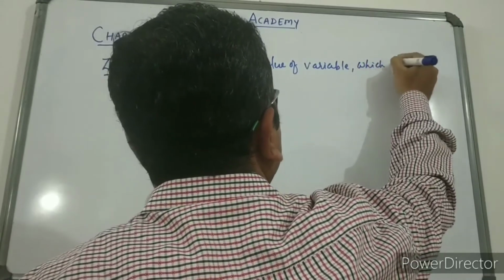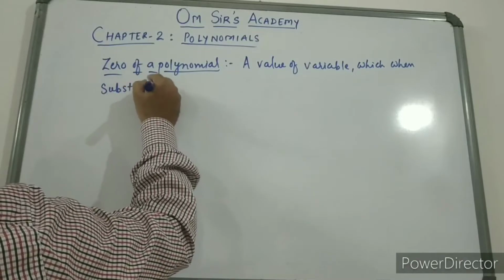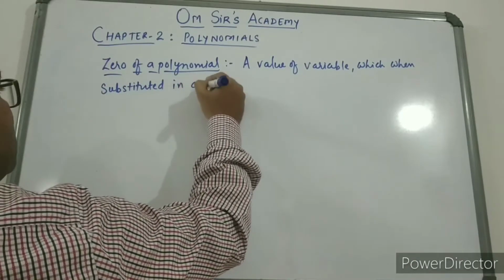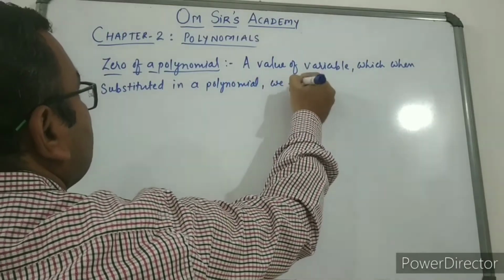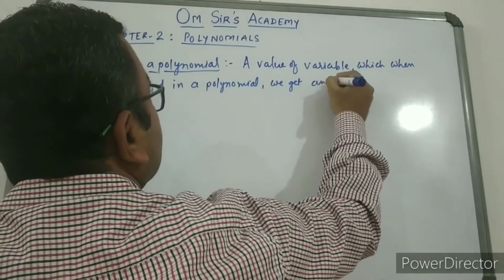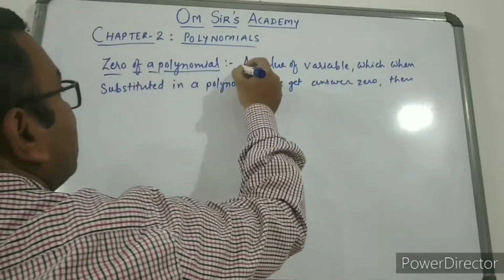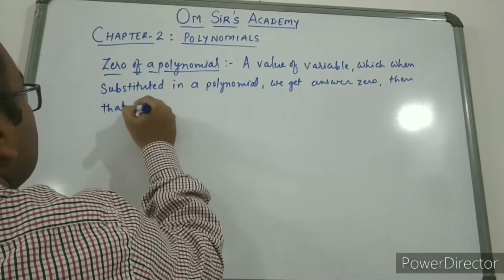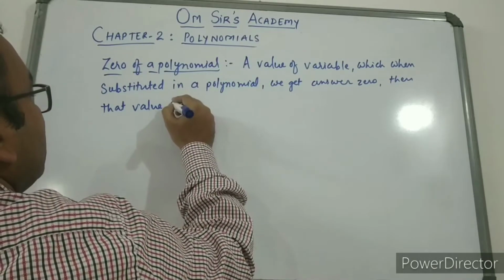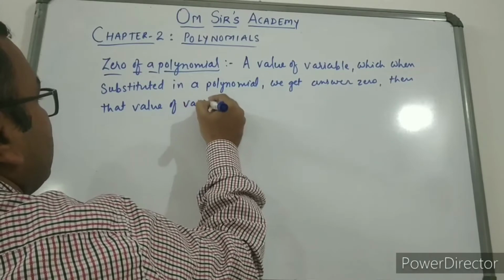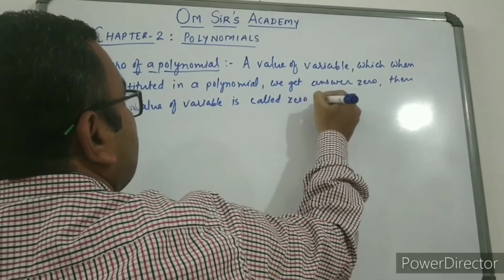which, when substituted in a polynomial, we get answer 0, then that value of variable, that value which we substituted in the variable, that value of variable is called zero of a polynomial.